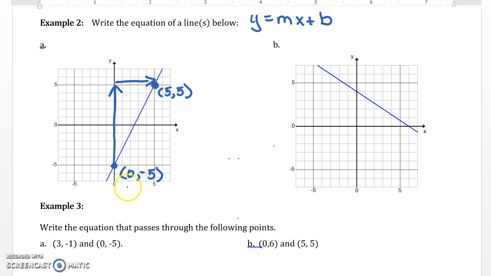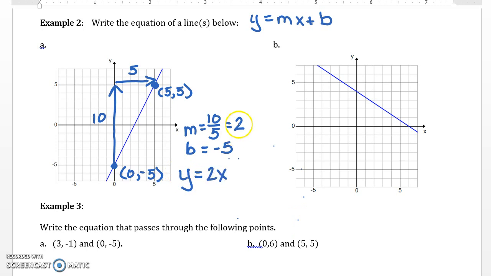So count how many spaces. From down at -5 to +5, we are going up 10 units, and from 0 to 5, we are going to the right 5 units. So my slope, rise over run, we went a rise of 10 and a run of 5, gives me a positive uphill slope of positive 2. We already identified the y-intercept down here at the bottom to be negative 5, so we have everything we need to write our equation in slope-intercept form. y equals, slope is 2, then we have our x, minus the y-intercept, 5.